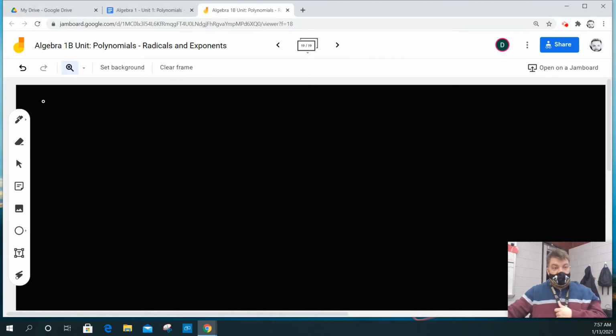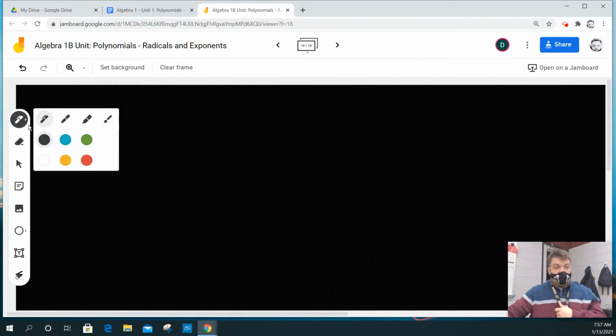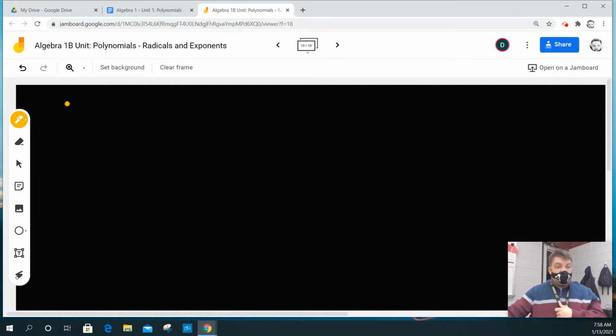All right, so for this problem, let me write the problem down and we'll just figure it out. We're going to take the cube root of 686 x to the fourth y to the seventh. I feel like we did this one already, but let's see.